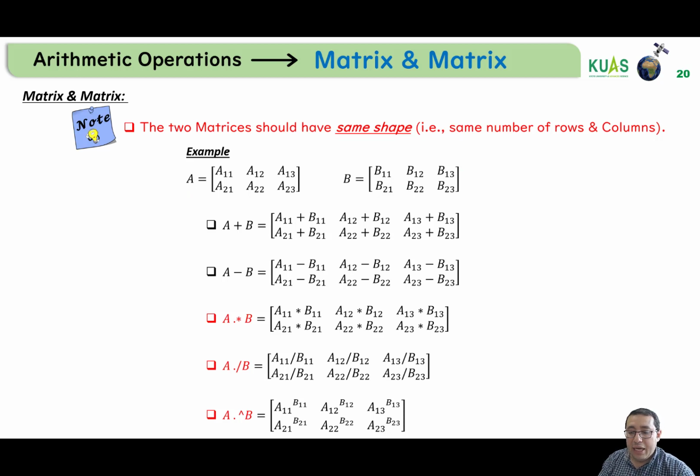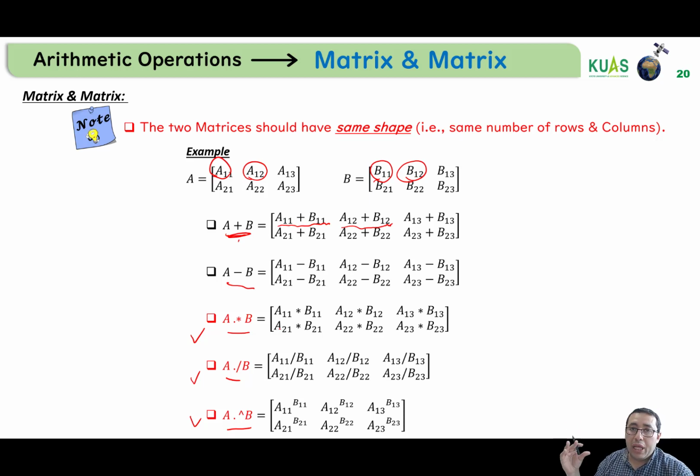So if we say A plus B, and we consider it element by element, the first element here to the first element here, the second element here to the second element here. So for adding, it will be A11 plus B11, and then A12 plus B12, etc. So it's element by element. This would be the same for plus and also minus. And for multiplication, division, and the power, all the same, except that for multiplication, division, and the power, we should use the dot, and then the operation.